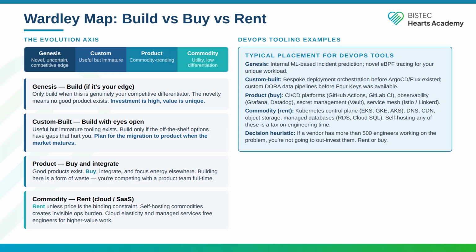The decision rule is straightforward. Components in the Genesis stage that represent your competitive advantage are worth building and protecting. Everything that has evolved to the product or commodity stage should generally be bought or rented. Maintaining a custom container orchestration system in 2026 is almost never the right call. Kubernetes is a commodity. Spend your engineers' time on what only your organization can build. This framework stops the "but we built it, we understand it" argument from overriding sound economics. Your investment strategy should follow the map, not the sunk cost.